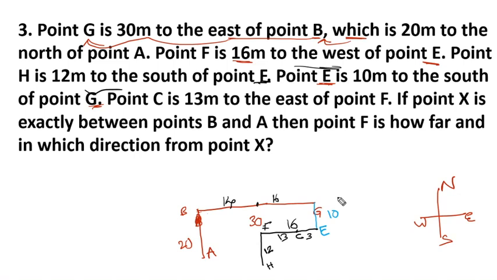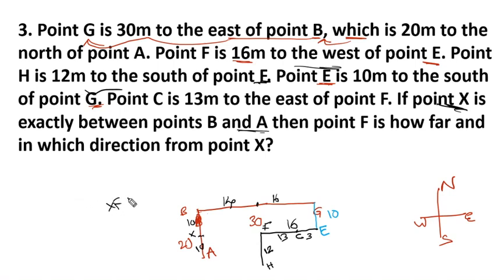Okay. Then if point X is exactly between points B and A, this is the point called X. That means this is 10, this is also 10. Okay. Then, how far and in which direction is F with respect to X? The distance between X and F is to be found.